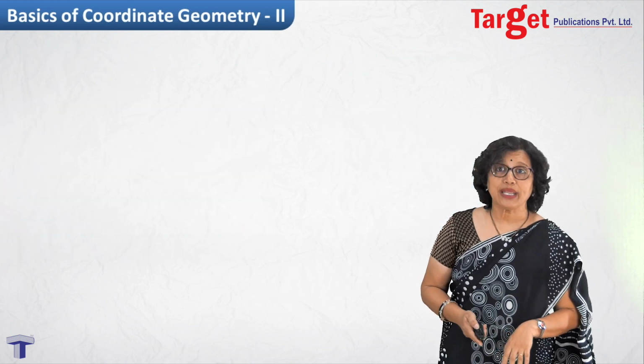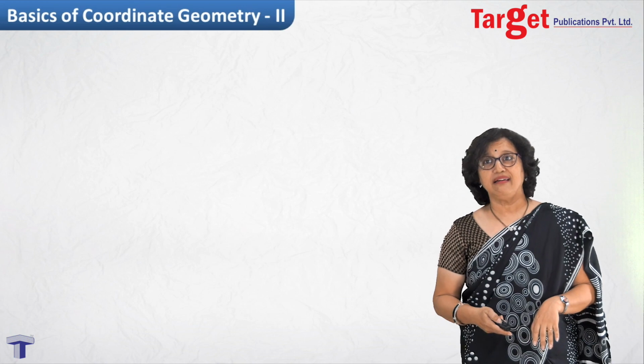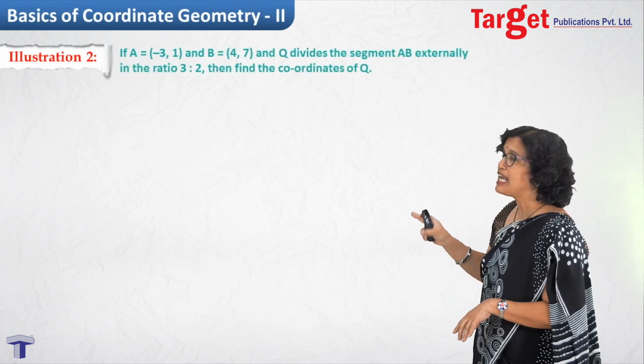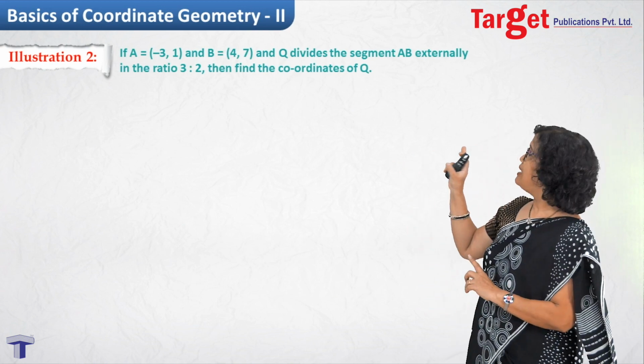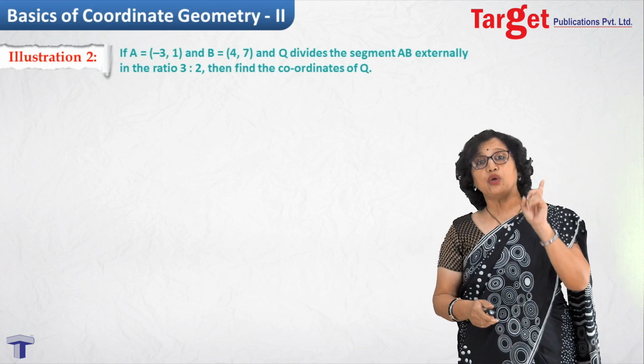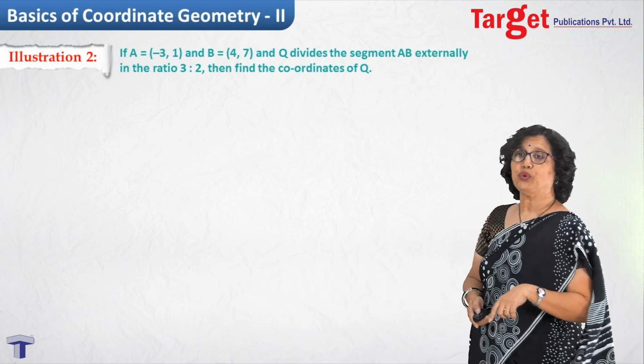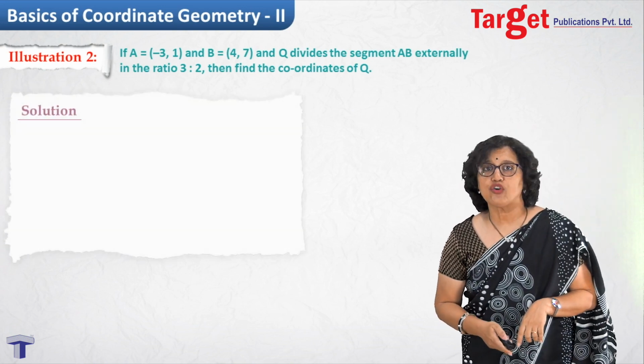Let us go to the next one, and that application is now expected to be of external division. Point A is given as minus 3, 1, B is given as 4, 7, and point Q divides segment AB externally in the ratio 3:2, and we are asked to find the coordinates of point Q.